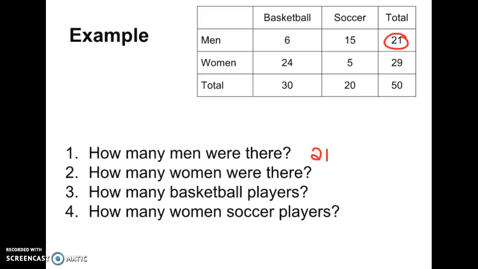Okay, how many women were there? If I look over here and I go straight across, 29. 24 did basketball, 5 did soccer. The total though was 29.